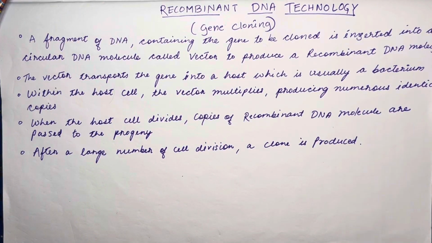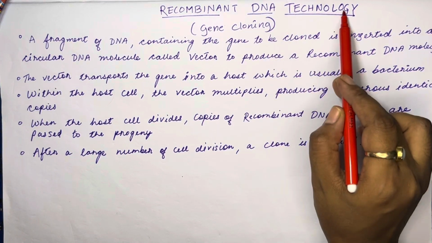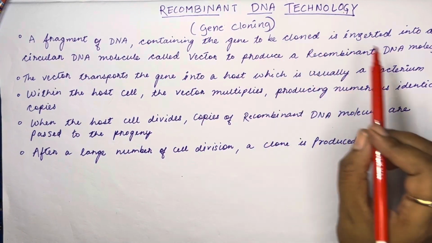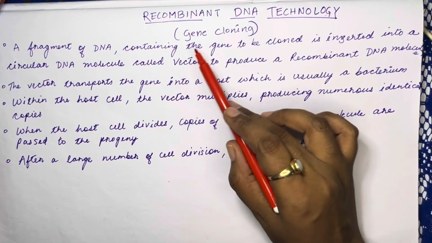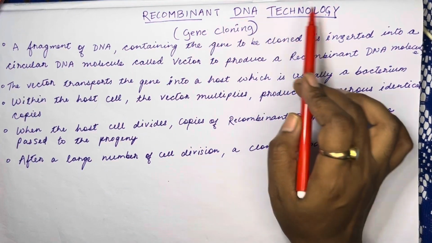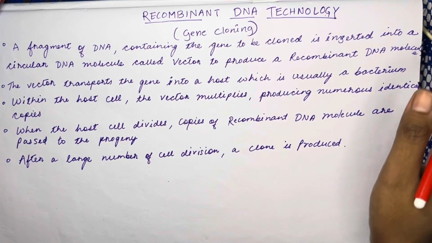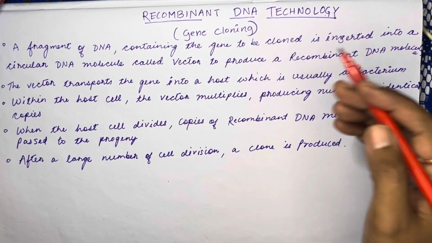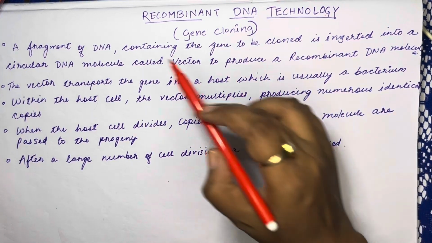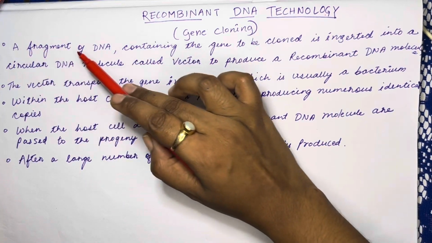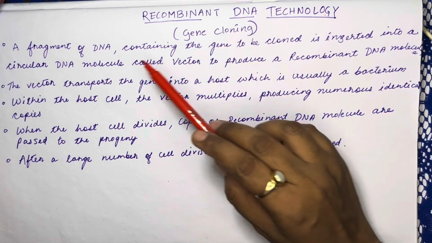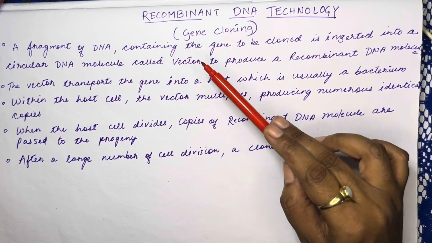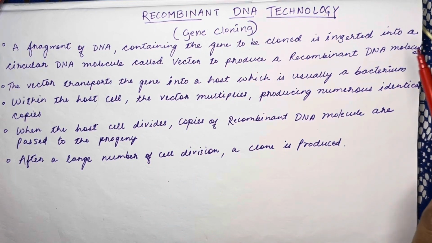Okay, so let us start with recombinant DNA technology, which can also be known as gene cloning. Here I have written some major points about what recombinant DNA technology is. In the next page, we will explain how these things work. The first thing you have to know is that a fragment of DNA containing the gene to be cloned is inserted in a circular DNA molecule known as a vector to produce a recombinant DNA molecule.